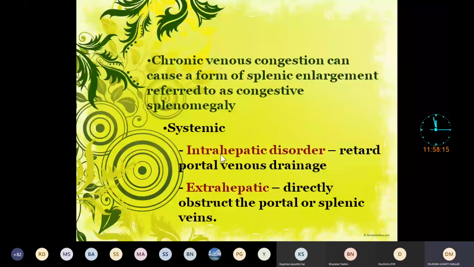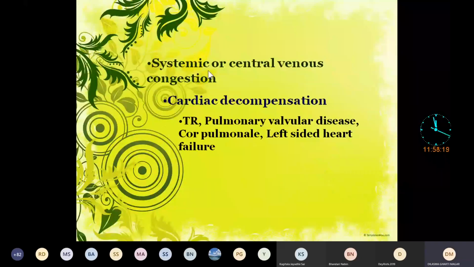So now we'll come to the systemic or central venous congestion. Here, that is the cardiac decompensation. In case of cardiac decompensation, whenever there is tricuspid regurgitation, or pulmonary valvular disease, or cor pulmonale, or left-sided heart failure, what happens here is the heart cannot pump the blood and there will be no proper circulation, isn't it so?